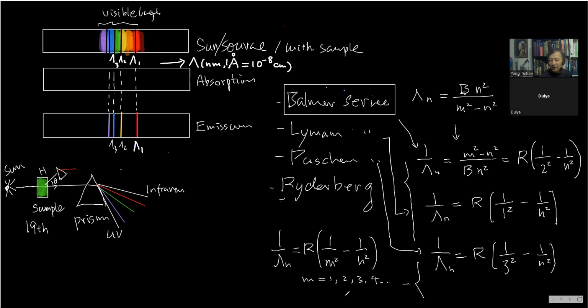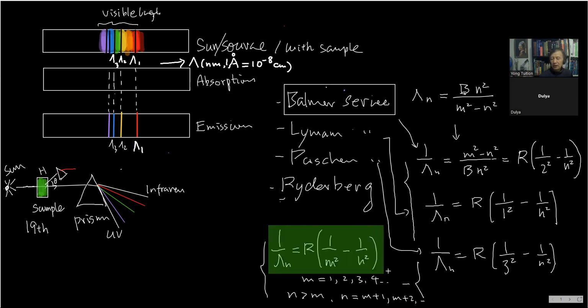And n is larger than m by one factor. So in other words, n is equal to m plus 1, m plus 2, and so on. With a little bit of math, you know that this is a very versatile formula. It can explain all the lines observed experimentally. So that is due to Rydberg.